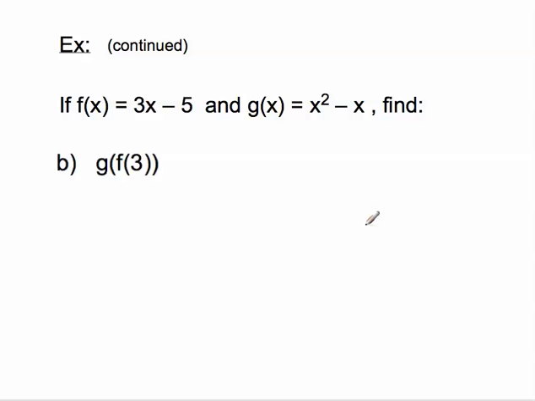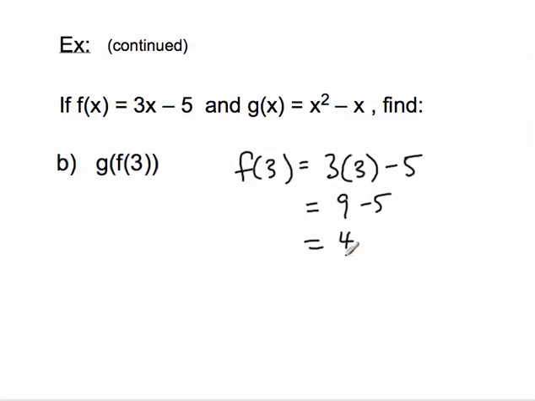Continuing on with the same stem of a question, now we want to find g of f of 3. So in this case, f comes first. So f of 3 is equal to 3 times 3 minus 5, which is equal to 9 minus 5, which is equal to 4.